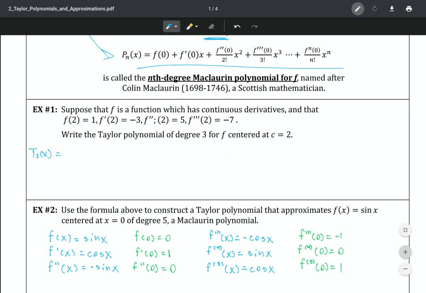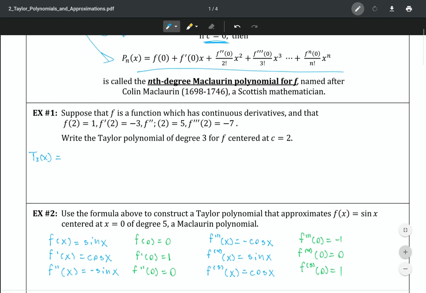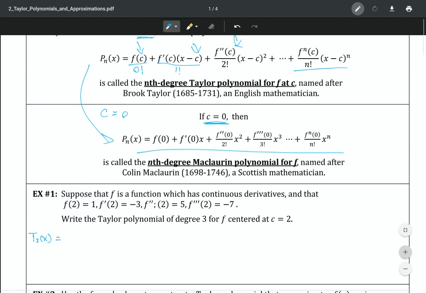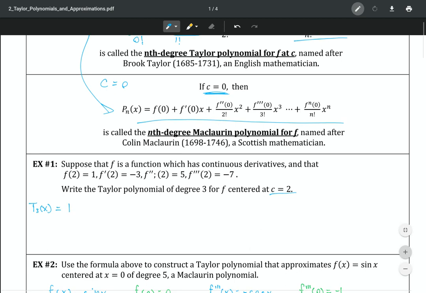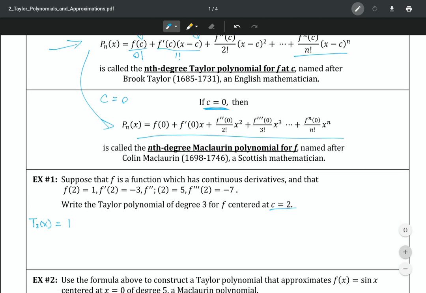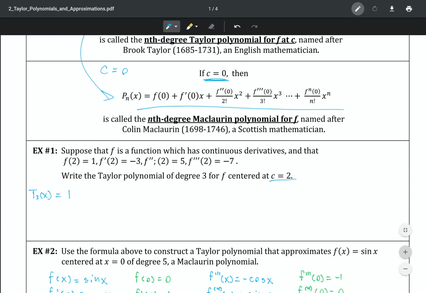So we're going to call this approximation T3 of x. And then remember, we're going to use this formula up here. F of c just says that in this case, c is 2. It's centered around c is equal to 2. So f of 2 is 1, so I'm just going to write a 1 here. Now, notice that the next part of the formula says f prime of c, which in our case is f prime of 2. And for us, f prime of 2 is negative 3. So we have minus 3. And then we have x minus c, which is x minus 2 in this case, to the first power.